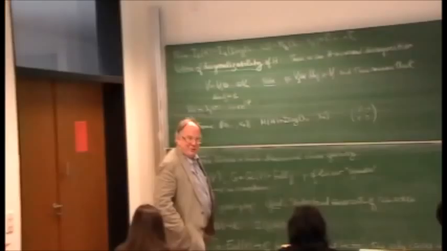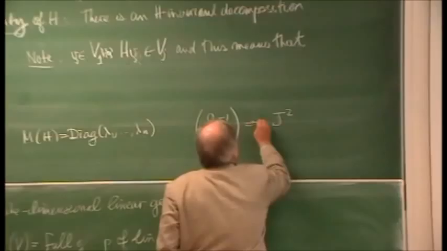Can you compute what J squared is? Can you do it in your head? It's minus the identity.